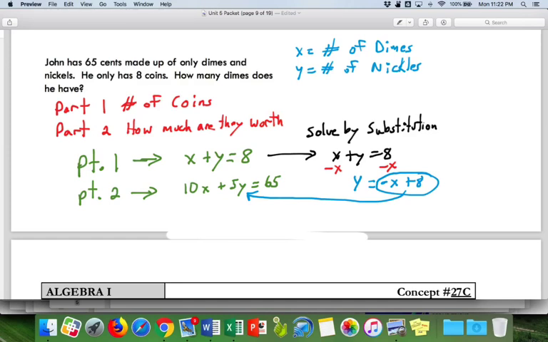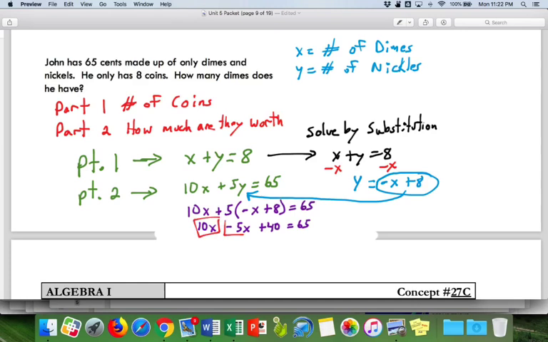So we subtract X from both sides. We get Y equals negative X plus 8. That gets substituted for Y. And we have 10X plus 5 times the parentheses negative X plus 8 equals 65. Remember right here, take your 5 and distribute to both the negative X and the positive 8. So we get 10X minus 5X plus 40 equals 65.